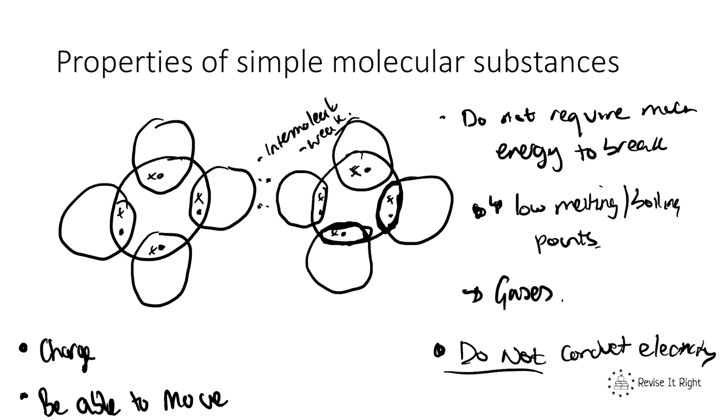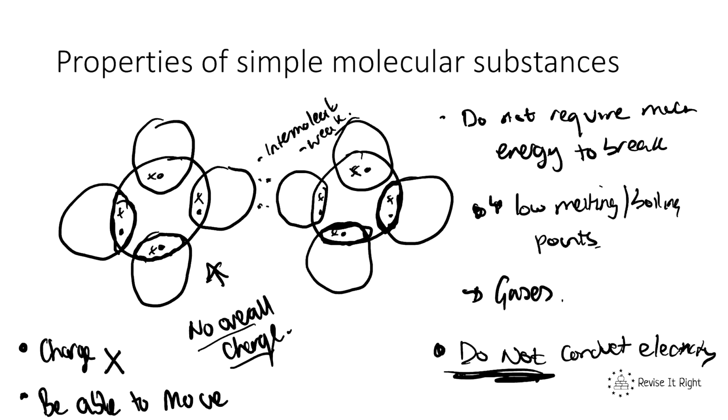Now because we're sharing electrons here, they're not giving electrons, or receiving electrons, they are not becoming ions. They are sharing electrons. So therefore, they have no overall charge. Okay, so simple molecular substances have no overall charge because they're sharing electrons, therefore they do not conduct electricity. So we fail on that first point there. Remember, you need a charge to be able to conduct electricity. They don't have a charge.